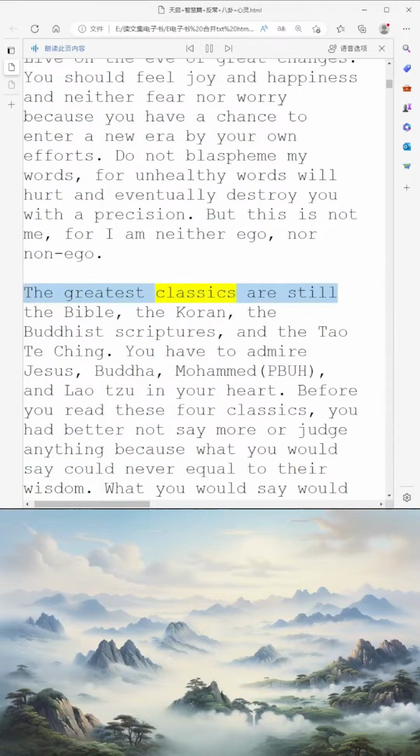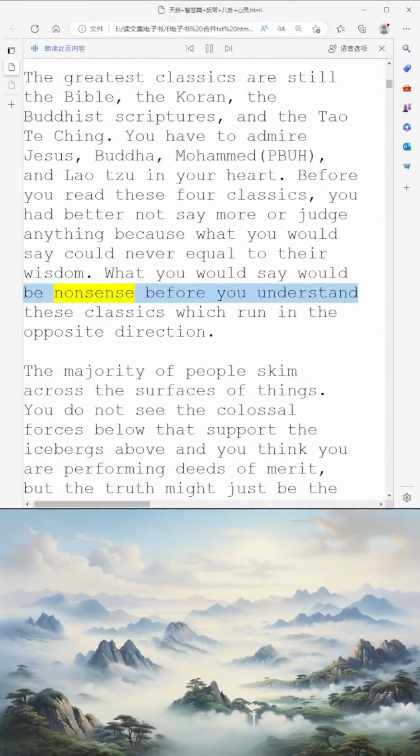The greatest classics are still the Bible, the Quran, the Buddhist scriptures, and the Tao Te Ching. You have to admire Jesus, Buddha, Muhammad, PBUH, and Lao Tzu in your heart. Before you read these four classics, you had better not say more or judge anything, because what you would say could never equal their wisdom. What you would say would be nonsense before you understand these classics, which run in the opposite direction.